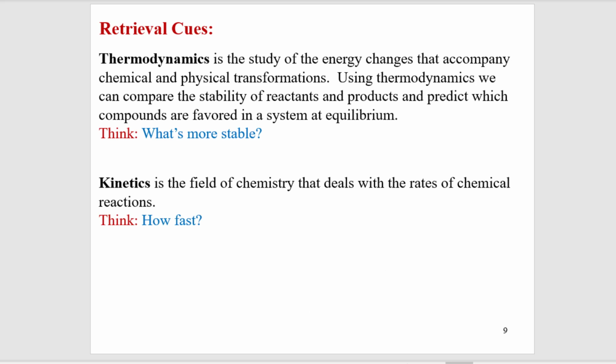Now, formally, thermodynamics is something that we're already familiar with. It's the study of energy changes that accompany chemical and physical transformations. Using thermodynamics, we can compare the stabilities of reactants, starting materials, and products, and predict which compounds are favored in a system at equilibrium. Well, we've been doing systems at equilibrium in the acid-base chapter.